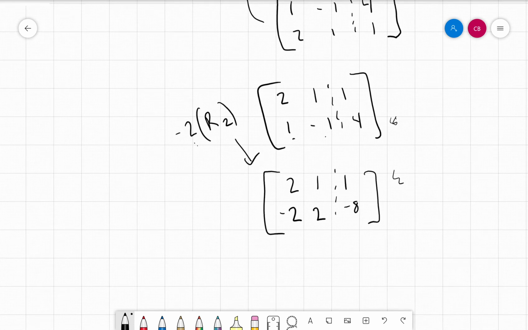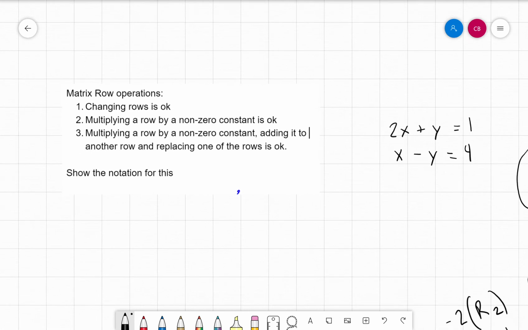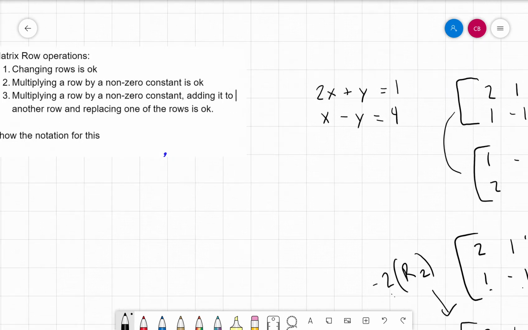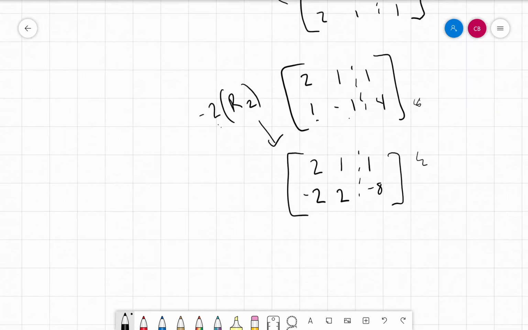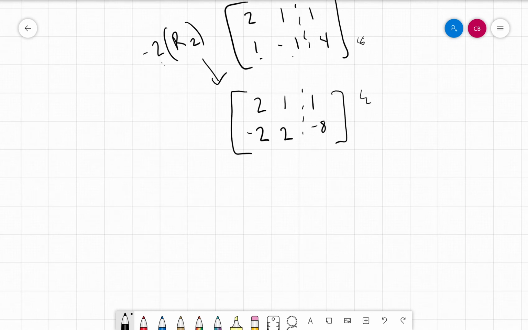Okay. The final one we have to talk about is multiplying a row by a non-zero constant and then adding it to another row and replacing one of the rows. Okay, so let's talk about that. What I'm going to do is negative 2 times row 2 and then add it to row 1 and replace row 1. I'm not going to change row 2 in this case. We've already seen what it's equal to. I'm just going to do these operations and I'm going to replace what's in row 1.